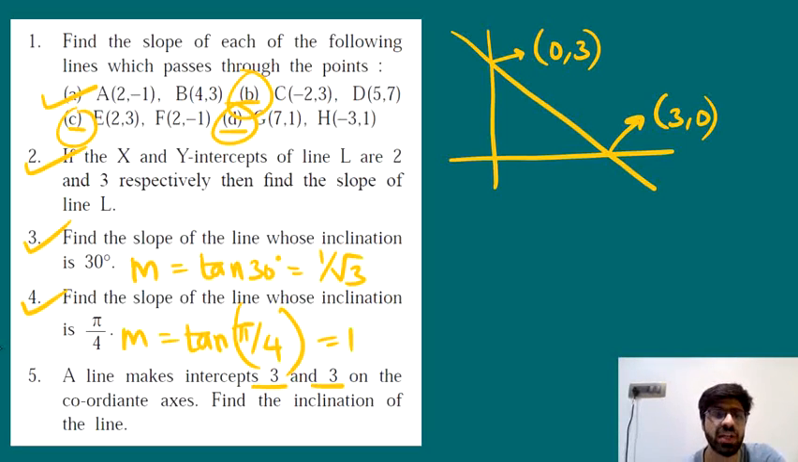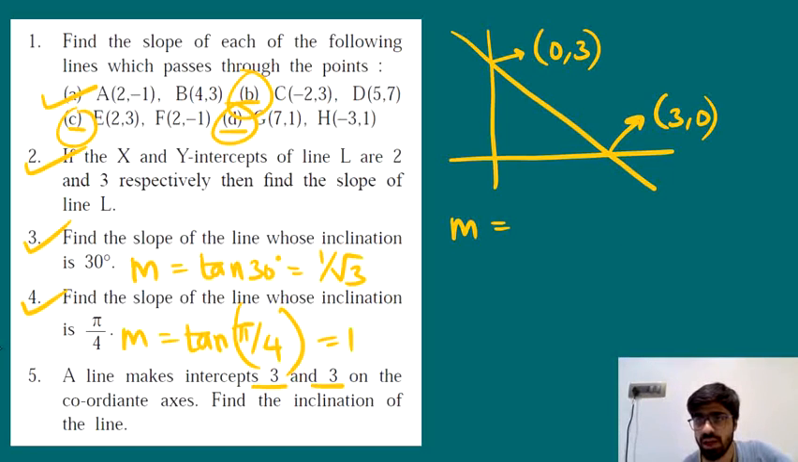Now this is one thing you need to understand, that if a line is making equal intercepts on the coordinate axis, then the slope of it will be minus 1. Why does that happen? You can check it out by yourself. The slope for this kind of a line, check that the x-intercept and the y-intercept are equal.